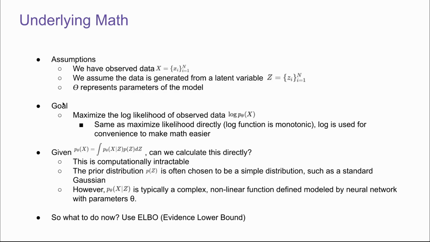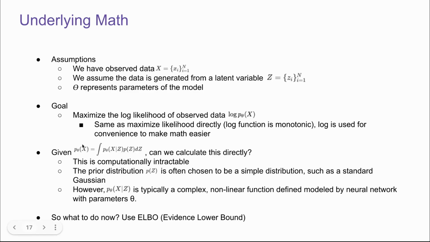The goal here is to maximize the log likelihood of the observed data. What we actually want is to maximize the likelihood, but the log likelihood is equivalent because the log function is monotonic, and using log is going to make the mathematics a lot easier, so it's for convenience's sake. So in this case, we want to maximize the log likelihood of the observed data. It means we want the model to generate images as close as the observed data that we sampled.